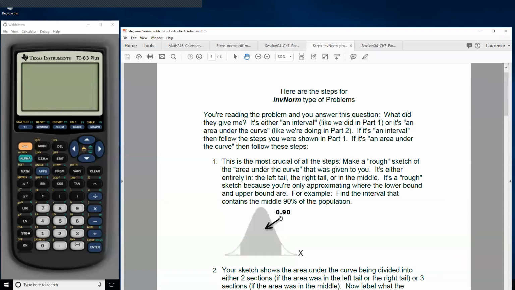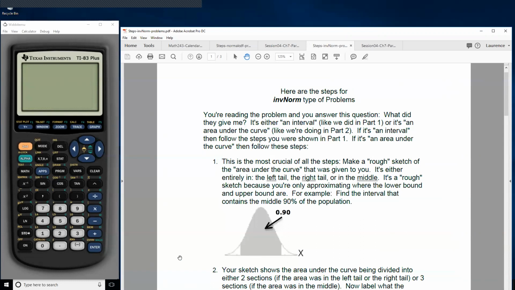Now, think of the empirical rule. You know about the middle 68%, the middle 95%, the middle 99.7%. Well, what if you want to find a different middle percent? Well, that's what we're going to do here. You can find any middle percent you want. The important thing is you got to make what we call a rough sketch. When I say rough, I mean we don't need to find the numbers on the tick marks. In fact, we don't even need the tick marks because we're really eyeballing it.